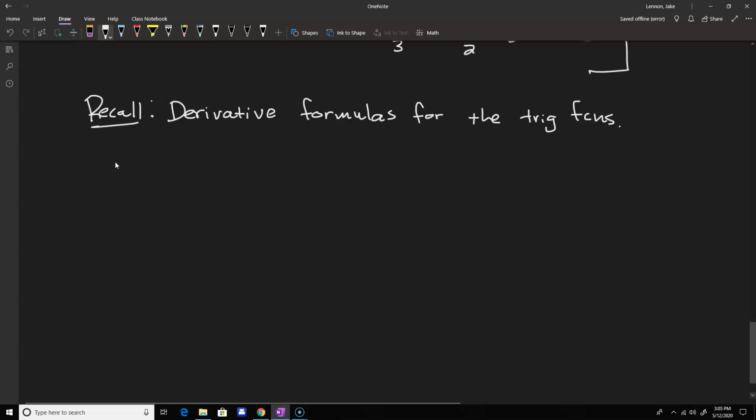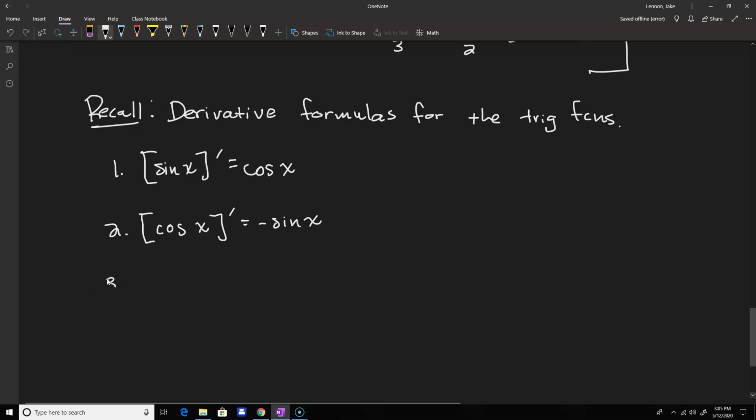So anyway, let's think about the derivative rules. The derivative of the sine of x we know is the cosine of x. The derivative of the cosine of x was negative sine of x. The derivative of the tangent of x, if you recall, is secant squared of x. So those are the three main ones.